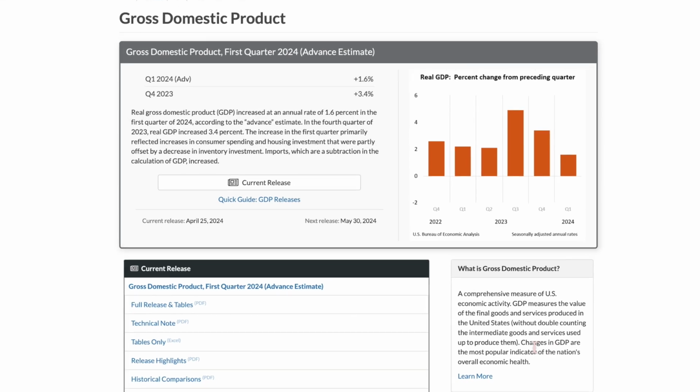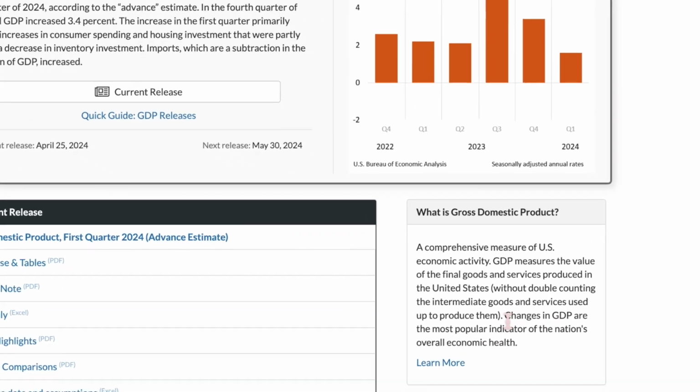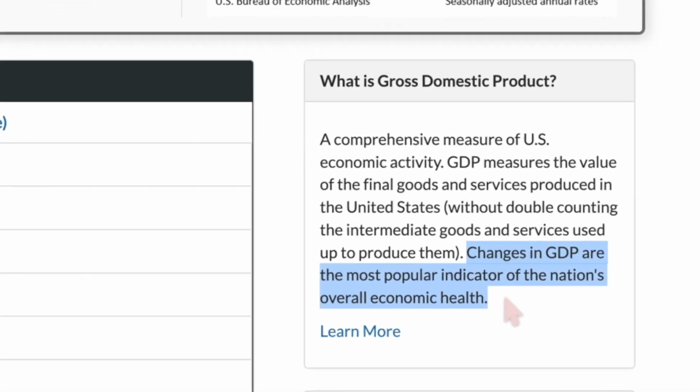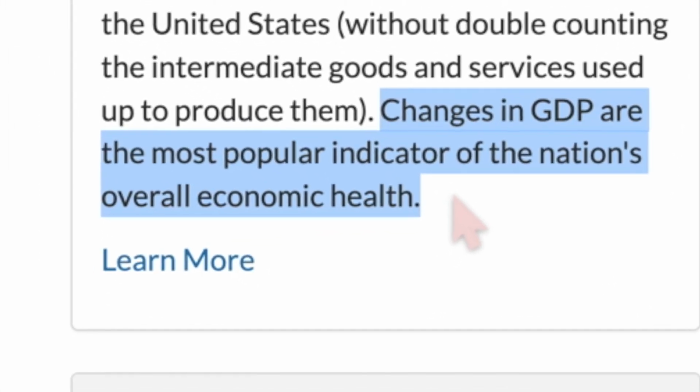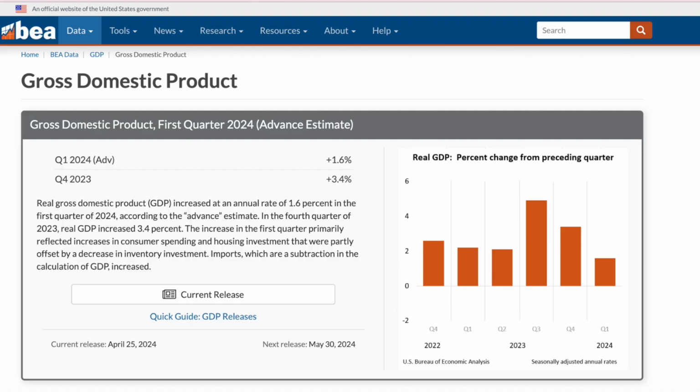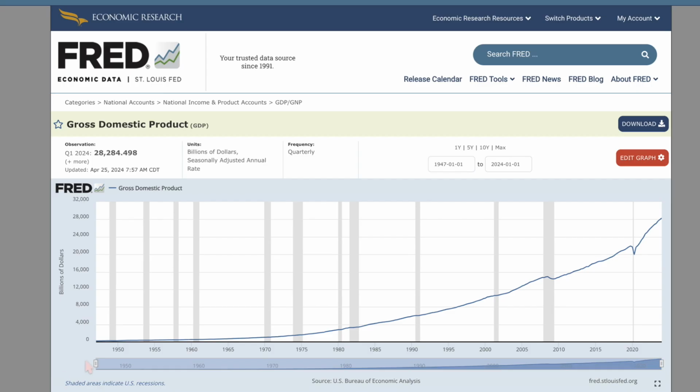Okay, so as you can see here, changes in GDP are the most popular indicator of the nation's overall economic health. The latest US GDP growth rate for the first quarter of 2024 is 1.6%, according to the advanced estimate of the BEA. This is as of April 25, 2024. And as you can see in this chart, it is showing an increase since 1947.